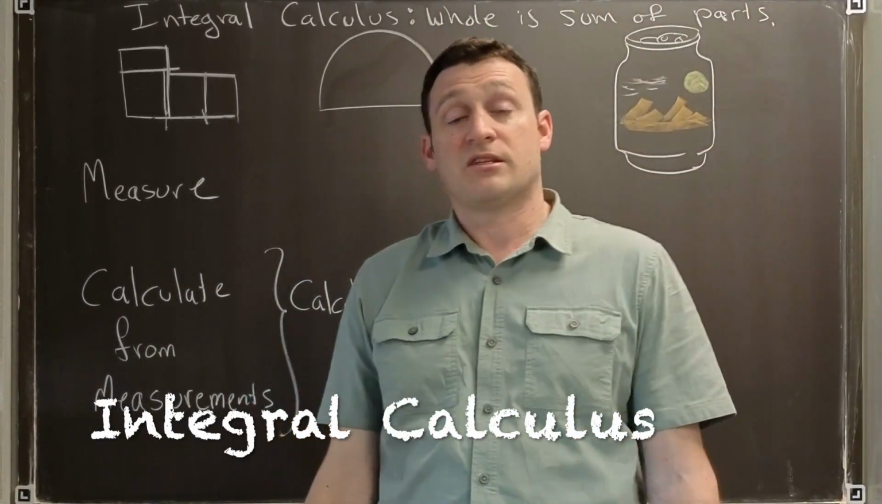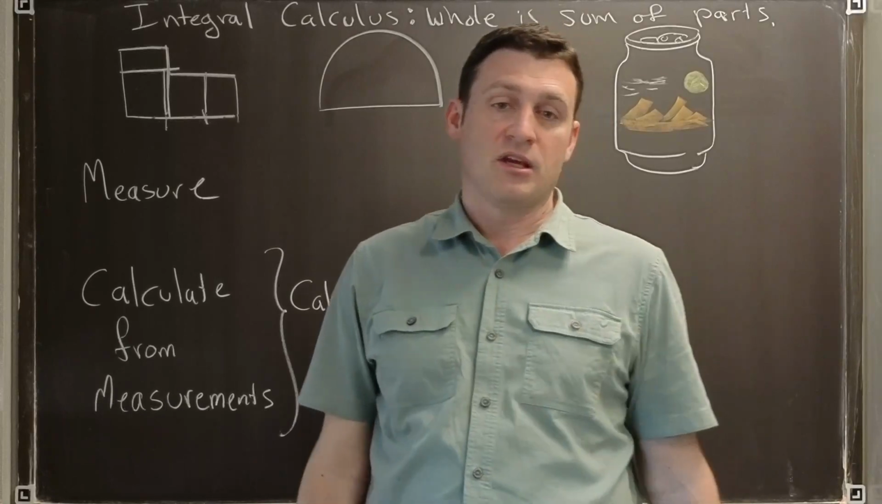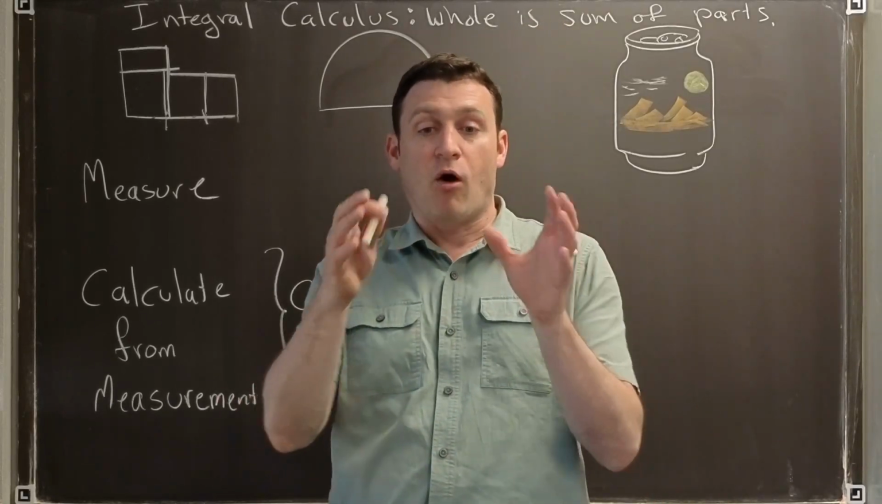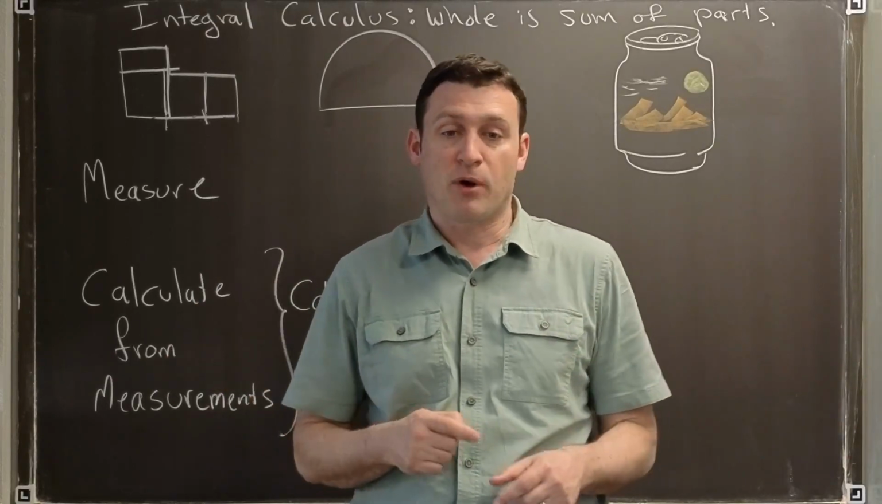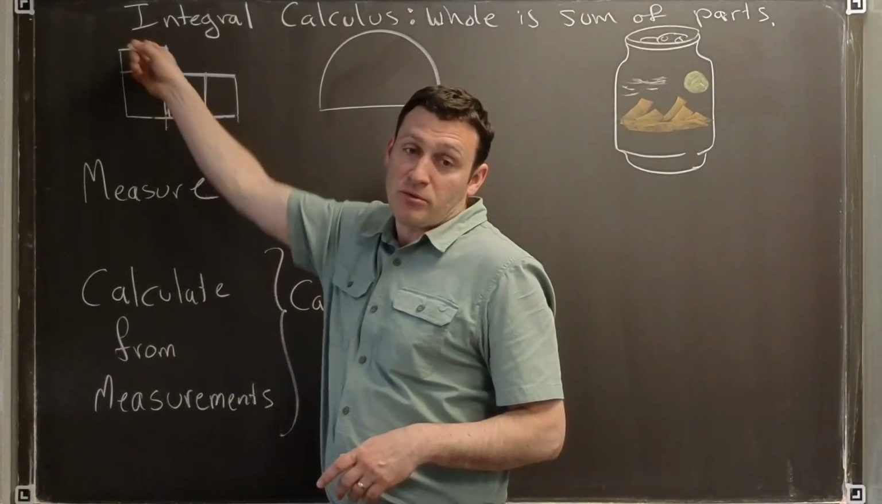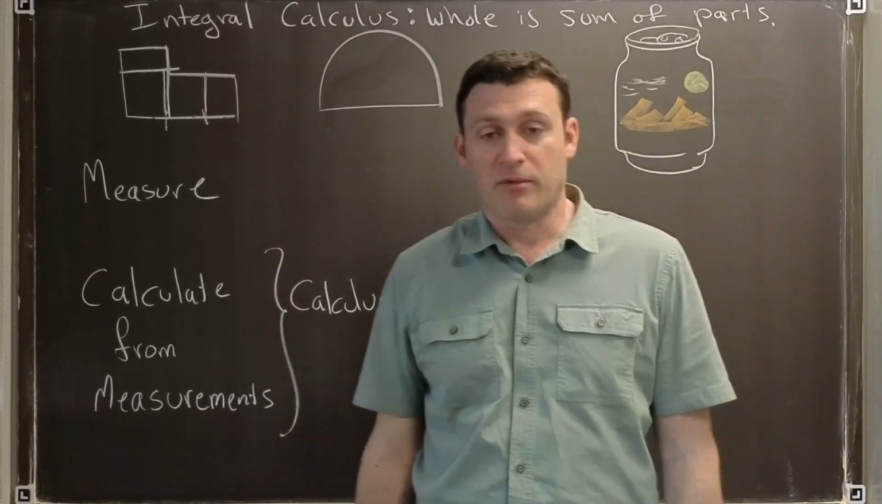We can take this as a definition of the integral calculus. We think of it as integrating being all the little parts put together into one unit. The whole is the sum of its parts. Therefore, if I know the measurements of all these individual squares, I'm able to get the measurement of the whole.